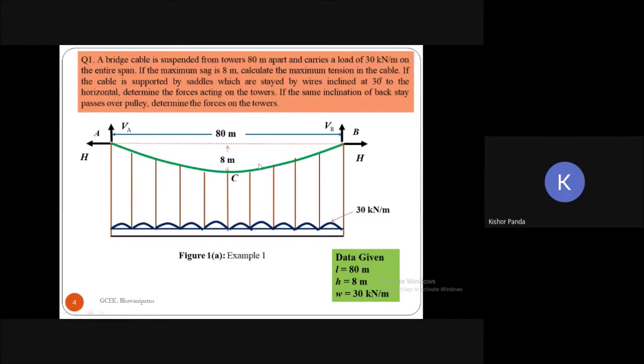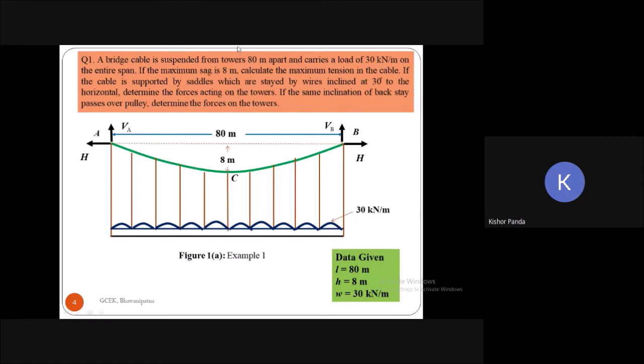This is the suspension cable. This is support A and this is support B, with vertical reaction VA at support A and VB at support B, and this is the horizontal thrust H. The distance between the two supports is 80 meters, and the central dip is given as 8 meters. The uniformly distributed load is given as 30 kilonewton per meter.